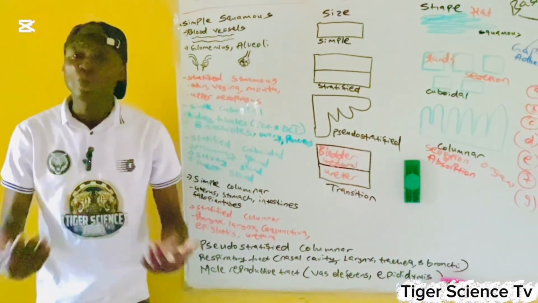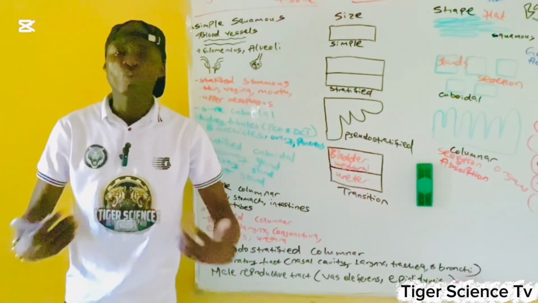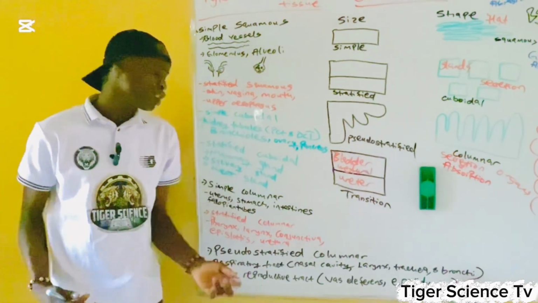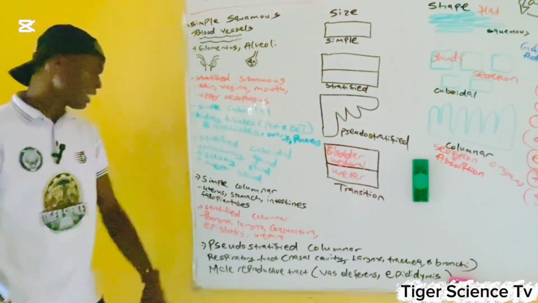As a science student, you must be curious about science. You see that? Science is about being curious and getting to know about your curiosity. Go into research and ask, why don't we have pseudostratified squamous in humans? You can learn about that very well.